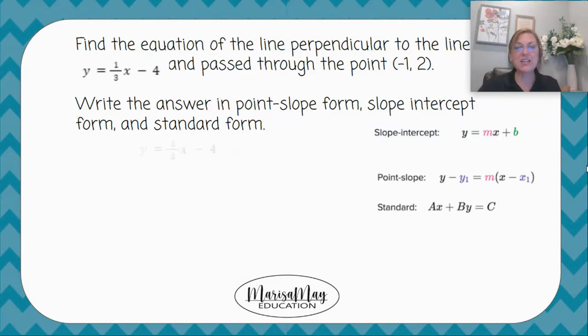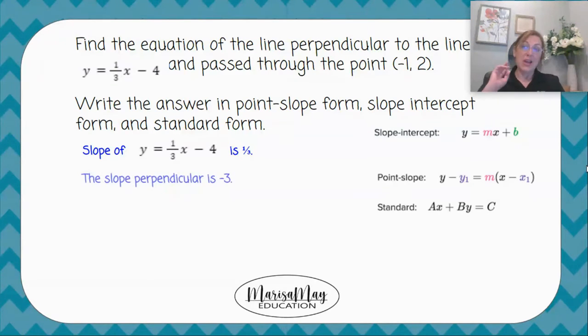The first thing we need to do is to examine the slope of y equals 1/3 x minus 4. Well, because it's y equals, we can easily pick out the slope there in front of the x, because we know that y equals mx plus b form tells us the slope is right there in front of x when we have y equals. So we've got our slope of 1/3.